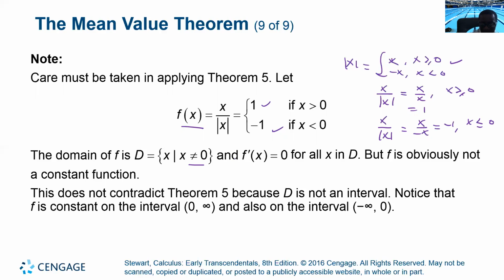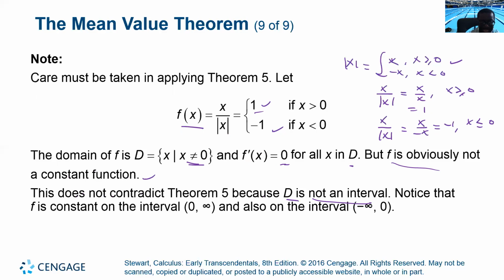All right. So f prime of x, if you differentiate f of x, because the derivative of a constant is 0, is equal to 0 for all x in that domain. But f is obviously not a constant function. It's a piecewise function. This does not contradict the theorem because the domain that's given is not an interval.